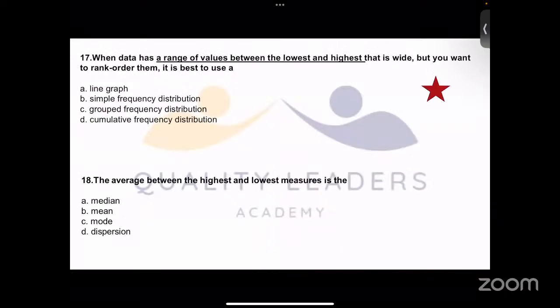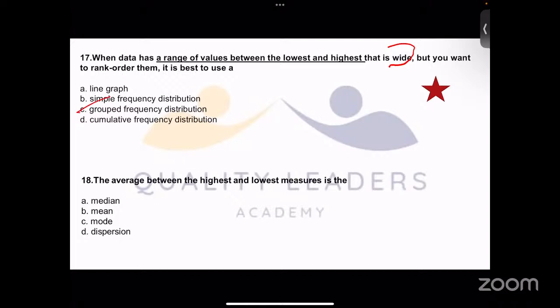Number 17, when data has a range of values between the lowest and highest that is wide, but you want to rank order them, it is best to use A, line graph, B, simple frequency distribution, C, grouped frequency distribution, and D, cumulative frequency distribution. Okay. Since he mentioned here a wide range of data, what should we use? Yes, it is the grouped frequency distribution.